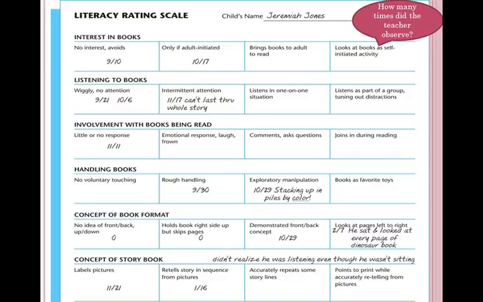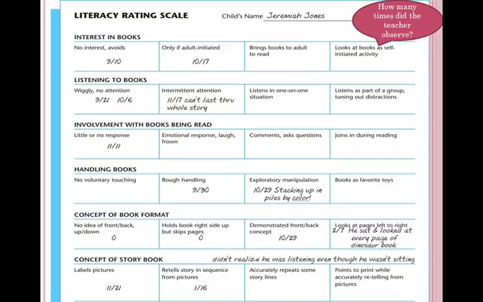The concept of the book format, we have no idea what these zeros mean. So you see a limitation right here because we don't know when she did this. We don't know what exactly she's meaning, or he, by the zero. But we see that he goes from demonstrated a front and back concept on the 29th, and on the 7th, he sat and looked at every page of the dinosaur book.